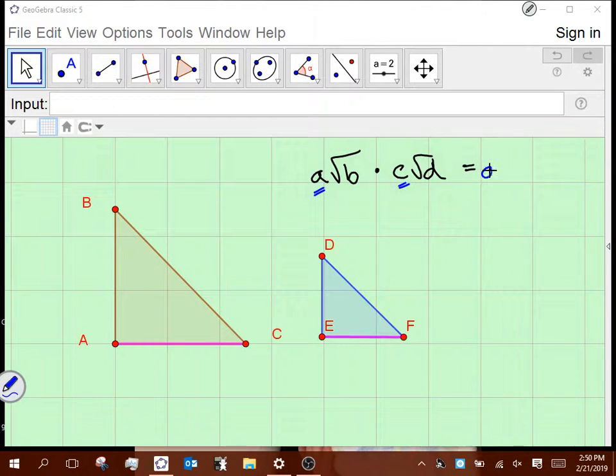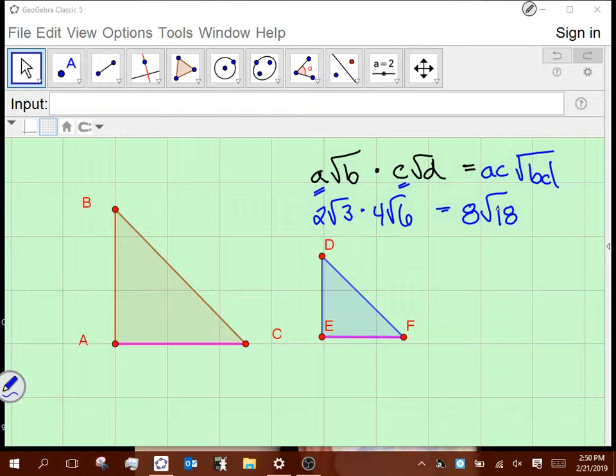Okay, I'll take A and C and multiply them together. Because they started on the outside of their individual radical expressions, they're going to stay on the outside in the product. And then what goes on the inside here? B and D. Okay? Now think about what happens here. If I have 2 radical 3 times 4 radical 6, I'm going to get 2 times 4, which is 8. I'm going to get 3 times 6, which is 18, right?